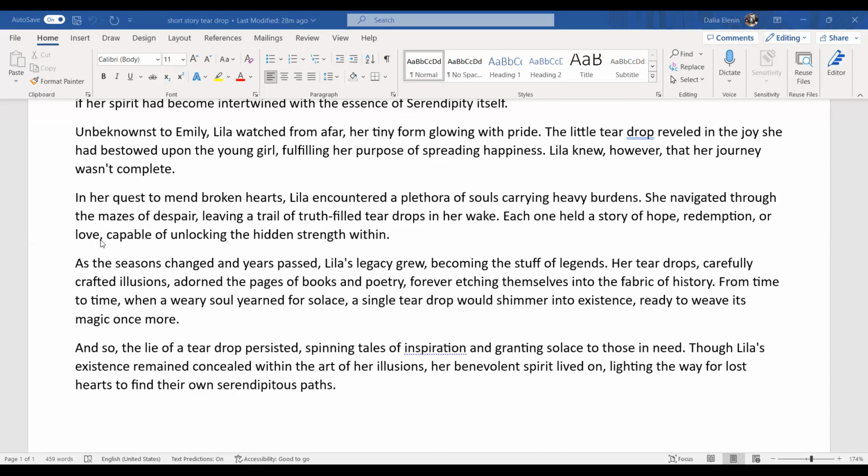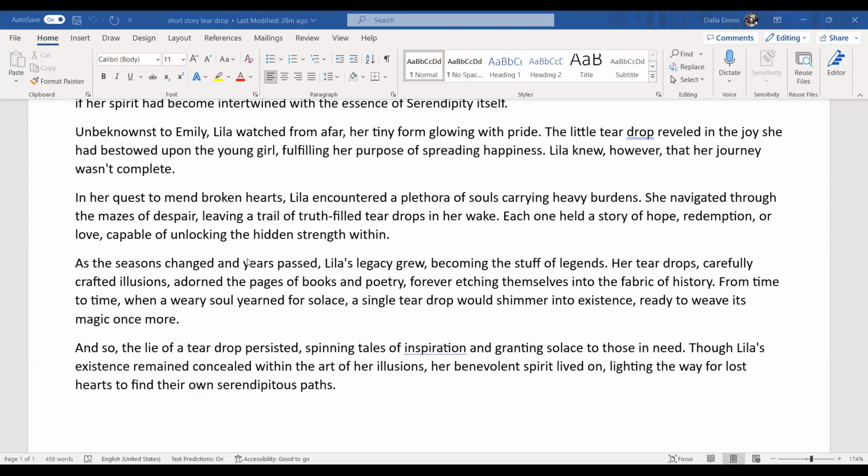In her quest to mend broken hearts, Leela encountered a plethora of souls carrying heavy burdens. She navigated through the mazes of despair, leaving a trail of truth-filled teardrops in her wake. Each one held a story of hope, redemption, or love, capable of unlocking the hidden strength within.